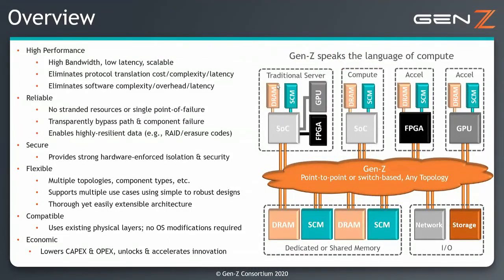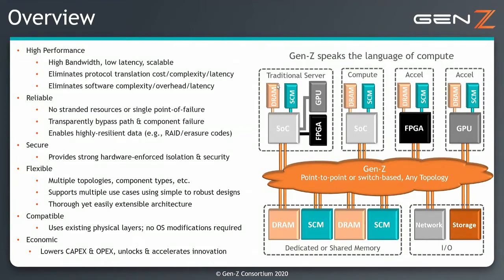First, let's have an overview of what Gen Z is and its characteristics. It's high performance. Gen Z is a high performance network. High bandwidth, low latency. It's very scalable, eliminates protocol translations, both in cost and the latencies. It eliminates software complexities, overhead, and latencies. How does it do this? That is what we're going to talk about during this presentation.